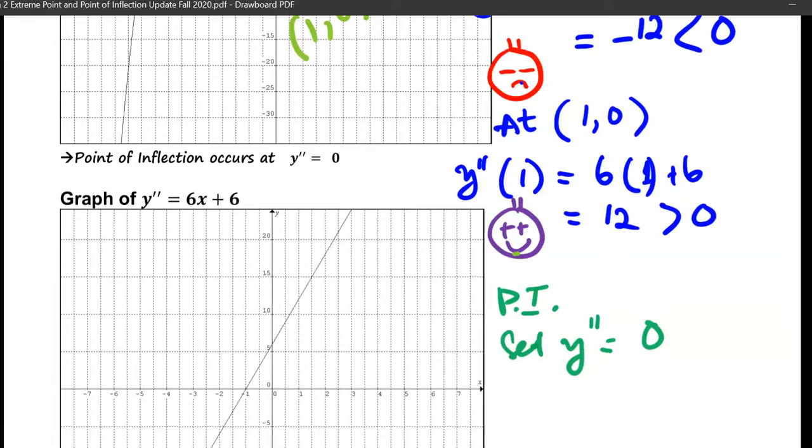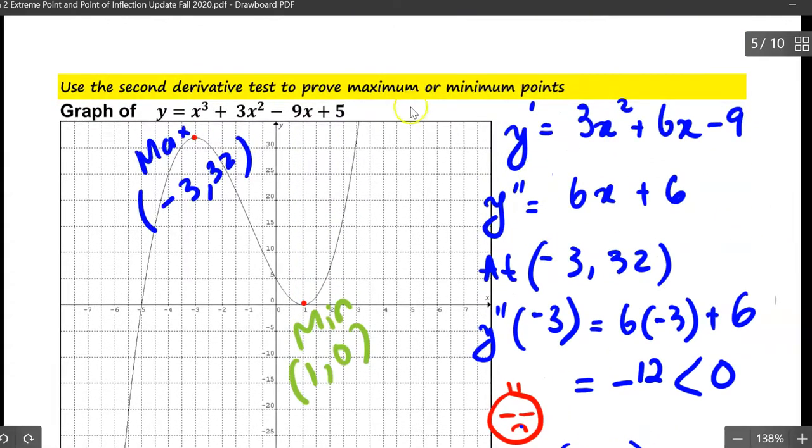Hello everyone. I would like to continue with the previous video. We kind of stopped where I'm going to set y double prime equal to 0 so I can find the point of inflection for this particular function. So let's just review a little bit before we continue on.